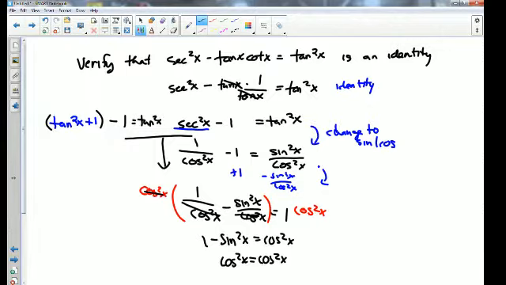What's plus 1 minus 1? What do I have? It's like Christmas morning, man.